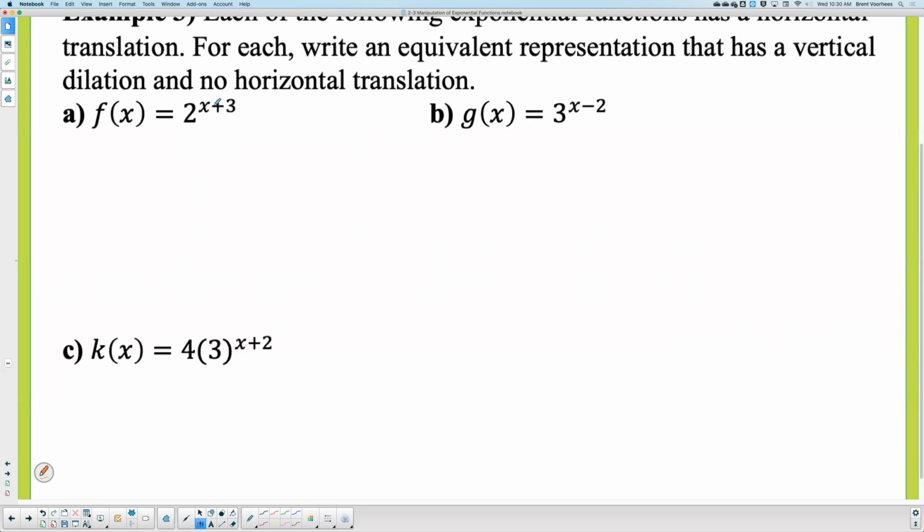If you have a power that's adding, go to your properties if you need to. If you have a power that's adding, that's the same thing as product. That would be the same thing as 2 to the power of x times 2 cubed. Okay, and what is 2 to the power of 3? 8. So you can rewrite this as 8 times 2 to the power of x. Those would be equivalent representations.